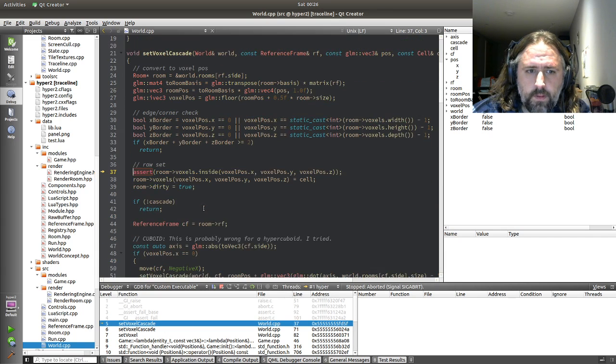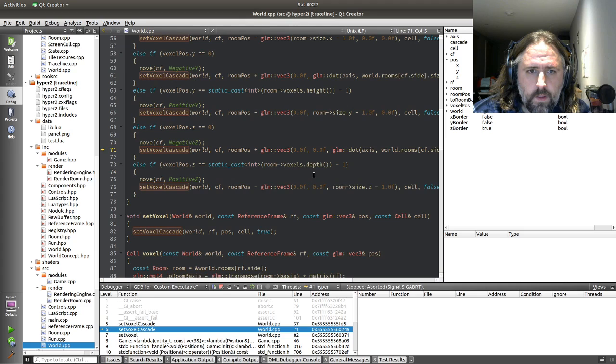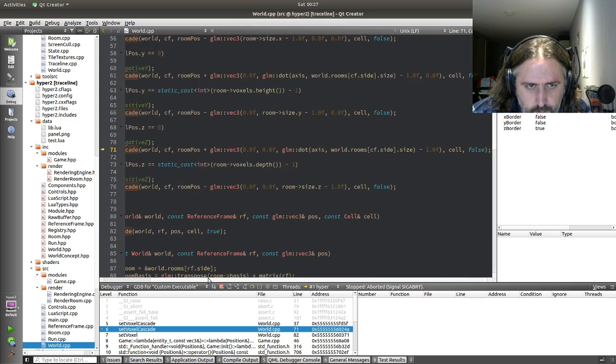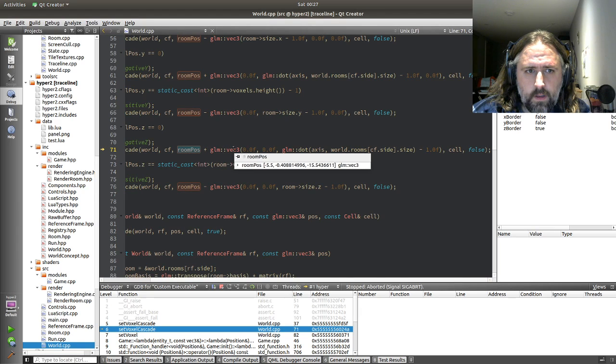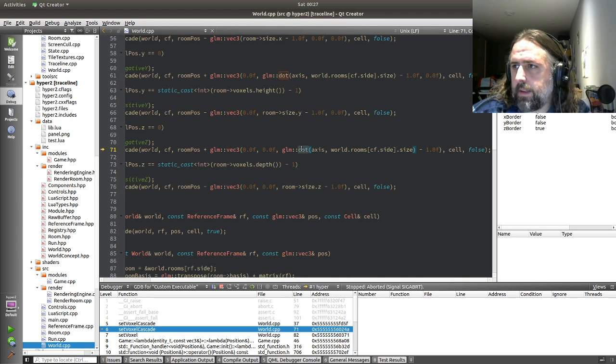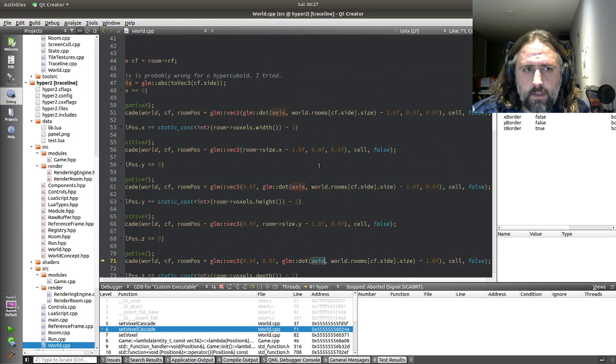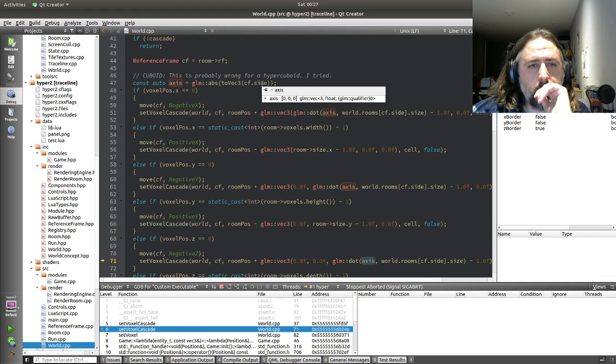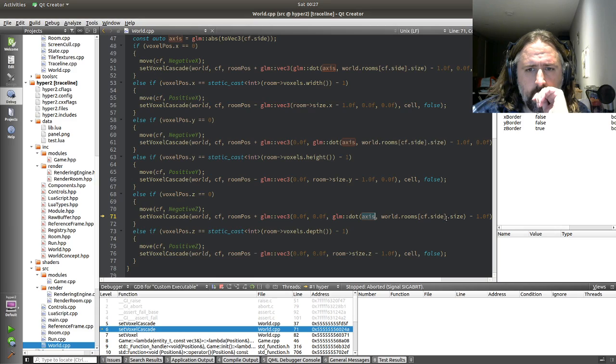Oh, I see the problem. It's a pretty easy problem, and it's probably a bit academic because I'm going to replace this code anyway. So it's room position plus some amount on the z-axis. It's going to dot this axis here, which is going to be the side of the cube you're on. Oh, that definitely doesn't work with that size.